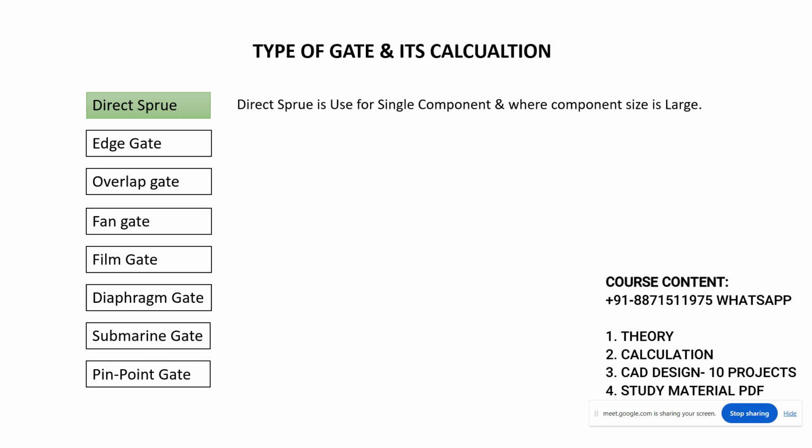So here you can see that the direct sprue is used for a single component. If the component volume or the component area is large, or if we are dealing with a single cavity, there we have to use the direct sprue. See, here we have a component like a bucket or a basket. So here we have to use direct gating, sprue gating.